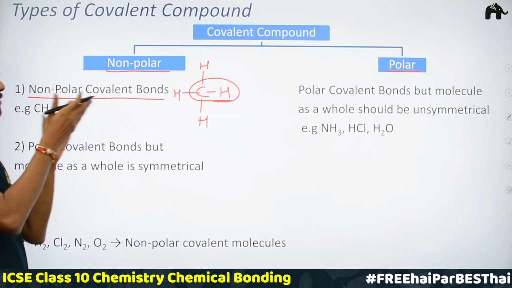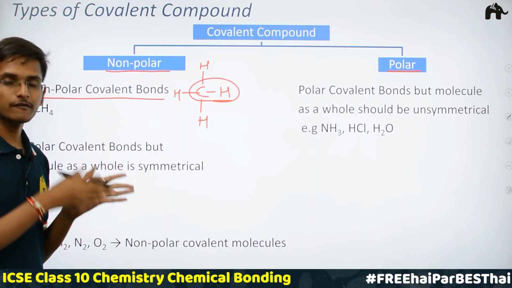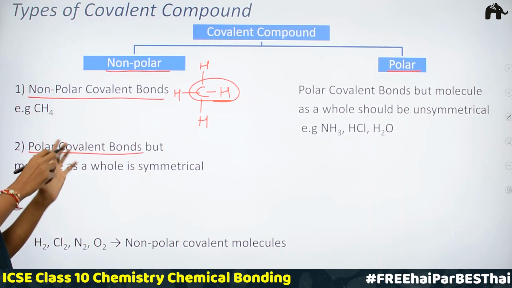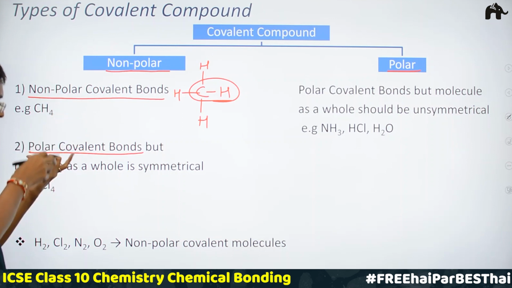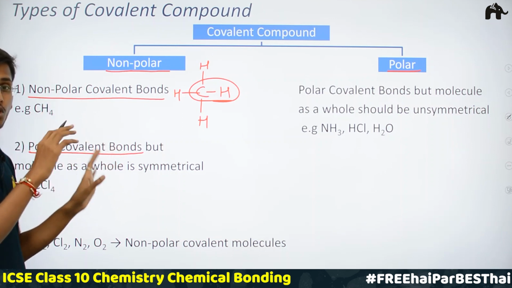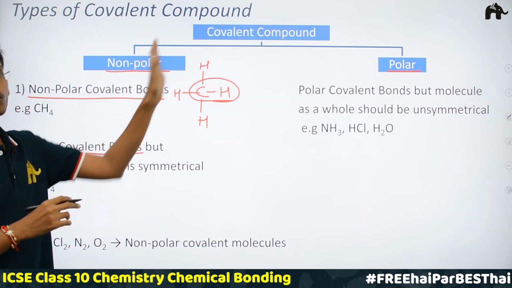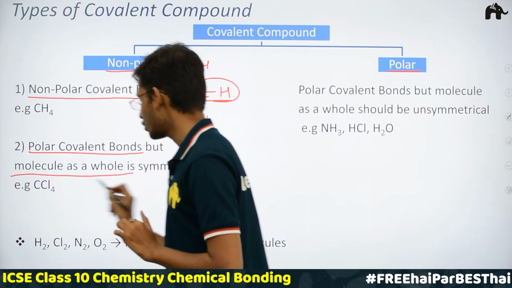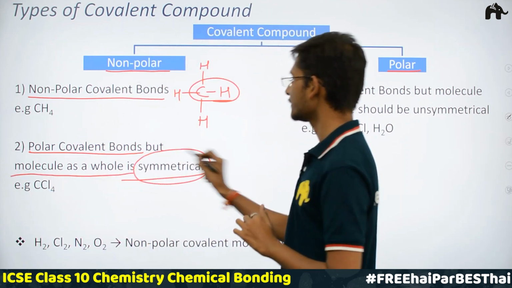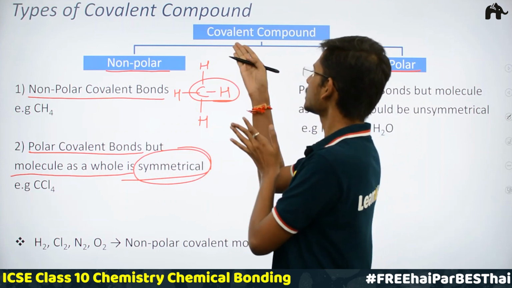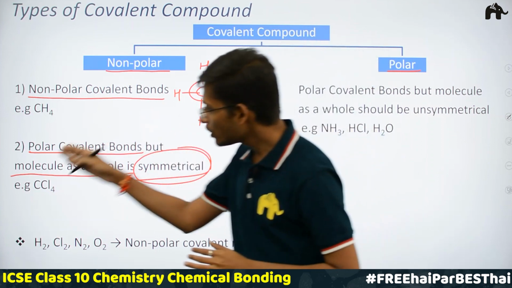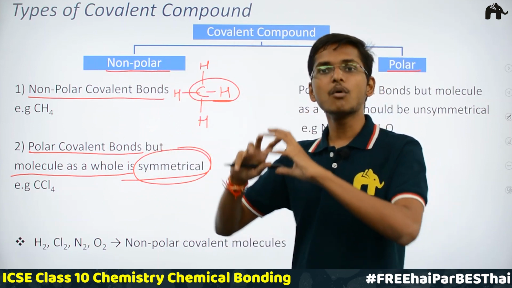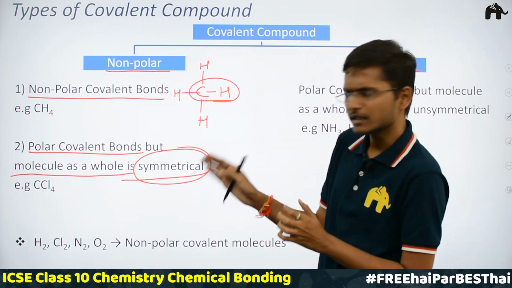Now such covalent compounds which have polar covalent bonds can also be non-polar covalent compounds if the molecule as a whole is symmetrical. This condition is very important. So such covalent compounds which have polar covalent bonds are non-polar covalent compounds if the molecule as a whole is symmetrical. Now, what does this mean? Let's try to understand this thing.